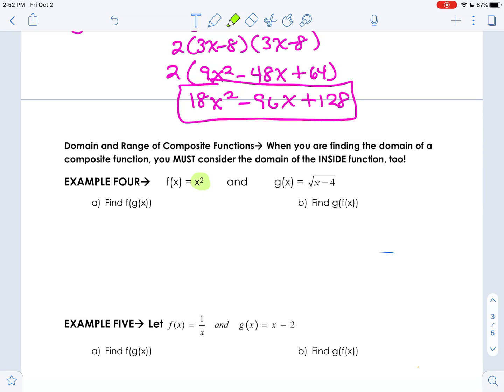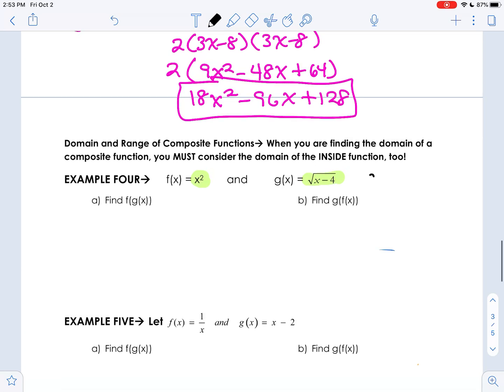Our functions here include a squared function, which any x can be squared. There's no restrictions on x there. However, in a square root, there are some restrictions. Remember, a square root must always remain positive. So whatever's inside that square root has to be greater than or equal to 0. And so I want to set up x minus 4 must be greater than or equal to 0. Now, if I were to solve this, I would add 4 to both sides. So x must be greater than or equal to 4.